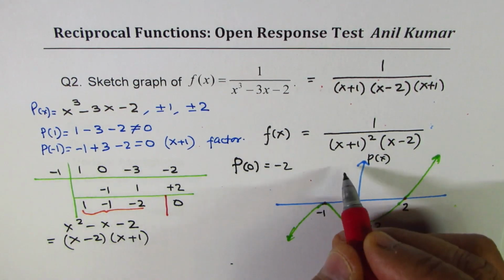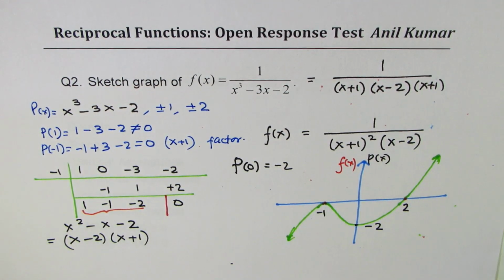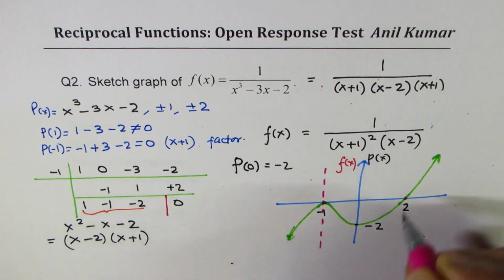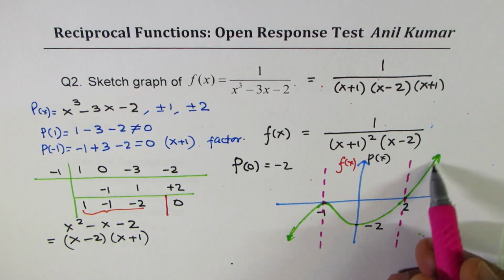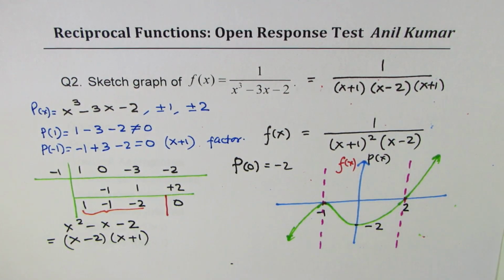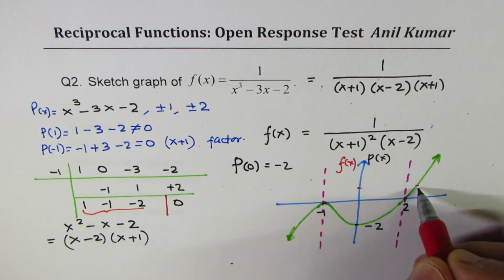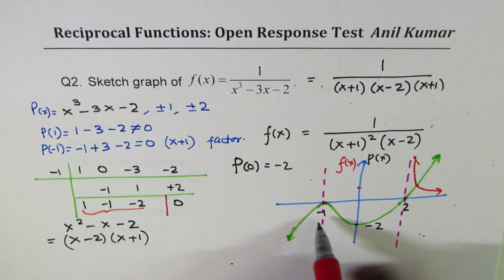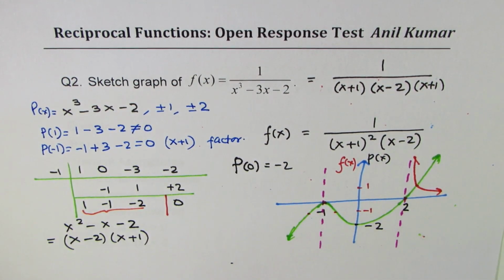Now let us sketch the function itself, which is the reciprocal of this. So we'll get vertical asymptotes at the x-intercepts, which are a double zero here at minus 1 and a linear zero at 2. Since the graph is positive, the reciprocal will look like this. Let us say this is 1 for us. So crossing through this point, it will look like this. On this end, let's say this is minus 1, this is plus 1. So these are the invariant points.